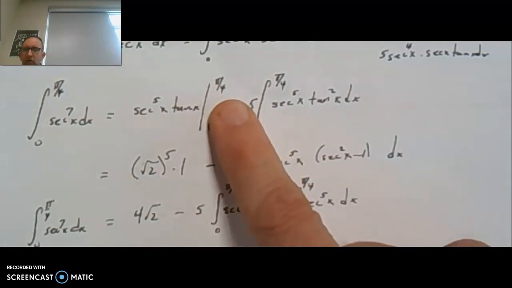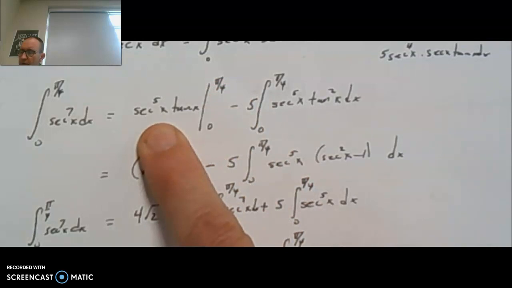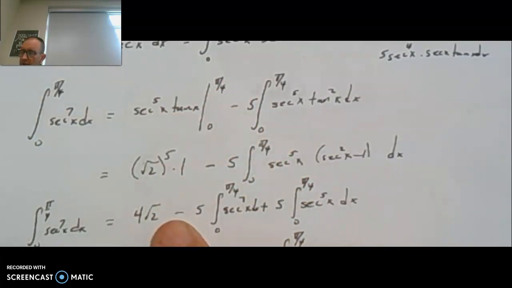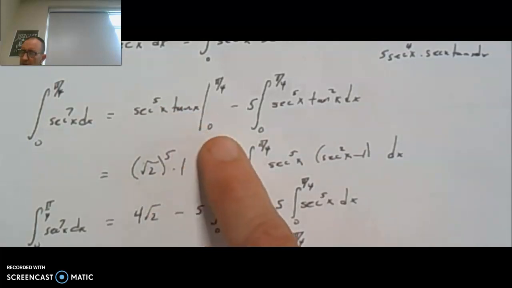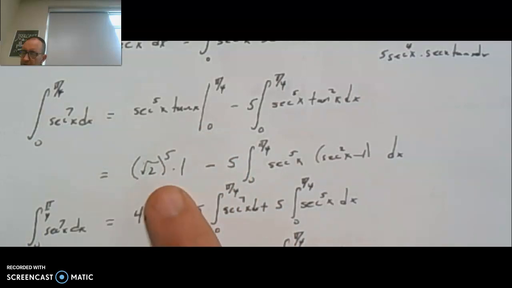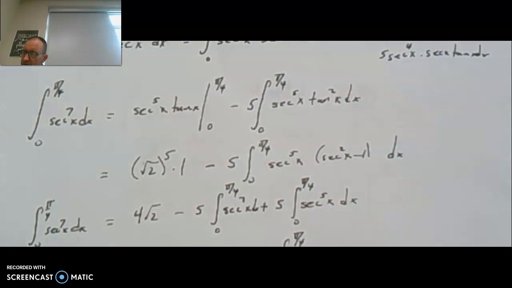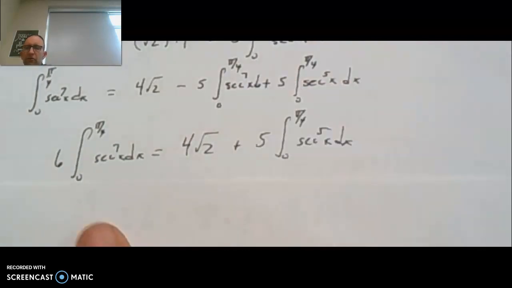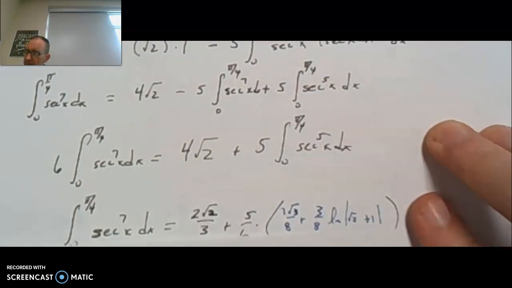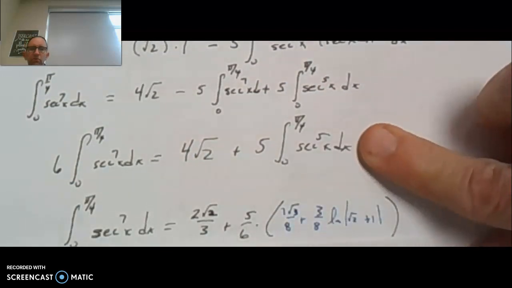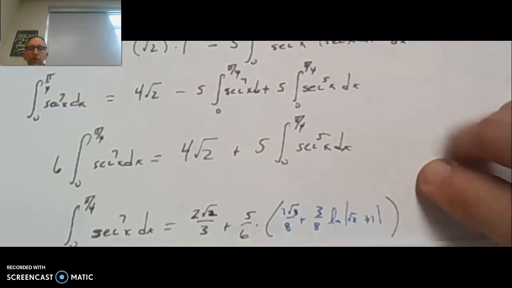Here when we plug in the pi over 4 and the 0 and subtract, the secant of pi over 4 is root 2. Root 2 to the 5th is 4 root 2 times the tangent of pi over 4, which is 1. When we plug in 0, we get 0, so we don't have to worry about that. We add this over. Now we've got 6 of these definite integrals over here. We can divide both sides by 6 now. We can replace the integral from 0 to pi over 4 secant to the 5th with what we found that to be in the previous problem.